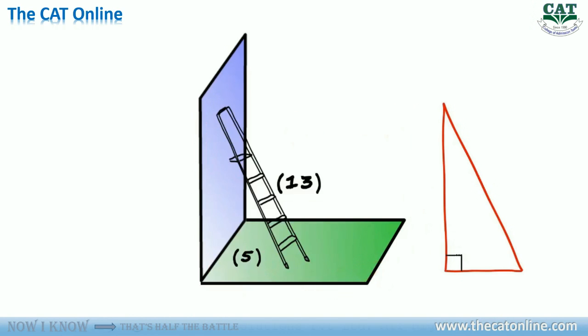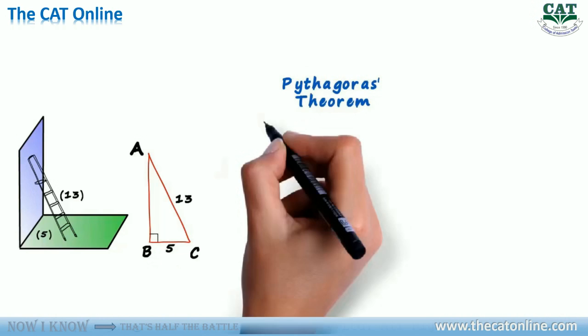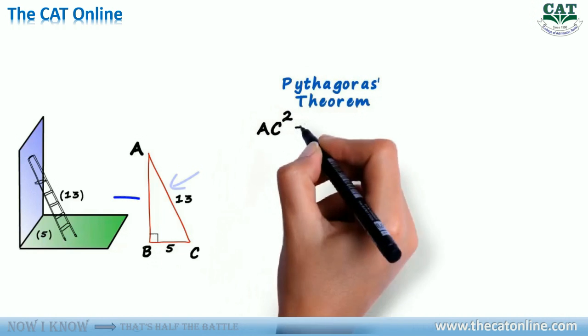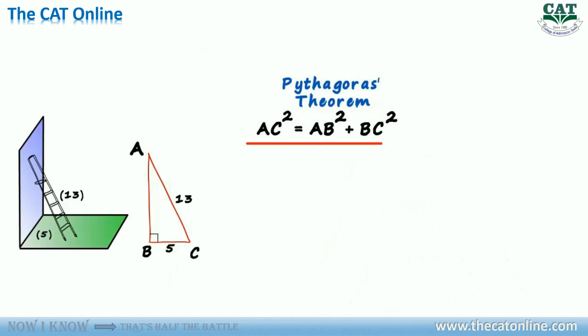Let's call it triangle ABC. AC will be 13 and BC will be 5. Let's zoom out and find the length of side AB. Since this is a right triangle, we can use the Pythagoras theorem and write AC squared equals AB squared plus BC squared. In this equation, we have just one unknown. AC is 13 and BC is 5. We just need to find AB.